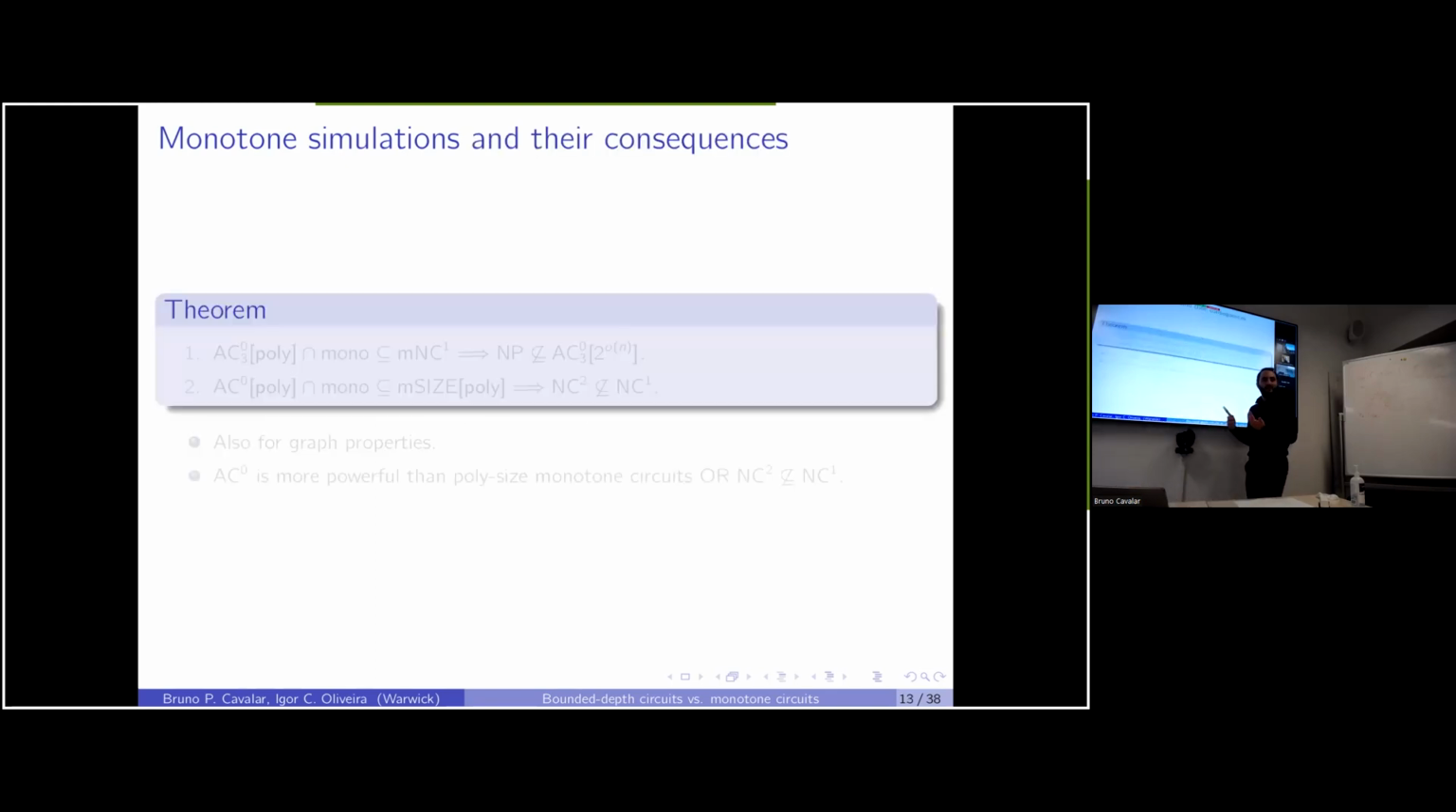But we can show that if these simulations are possible, if we can actually simulate non-monotone circuits with monotone circuits, you get some striking consequences. So first, if you can compute every depth-3 AC0 circuit with a polynomial size monotone formula or log depth monotone circuit, then you get some function in NP that cannot be computed by AC0 depth-3 circuits with this much size.